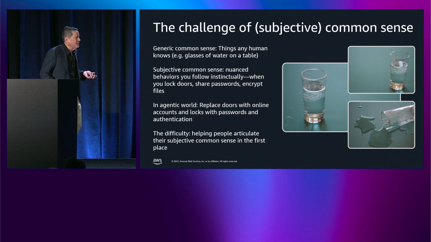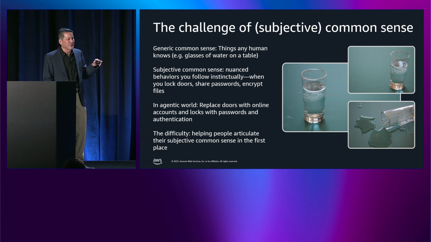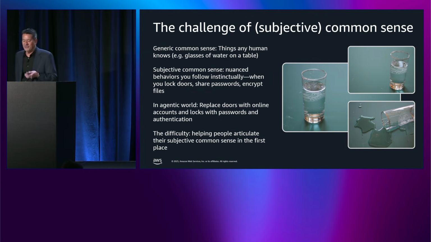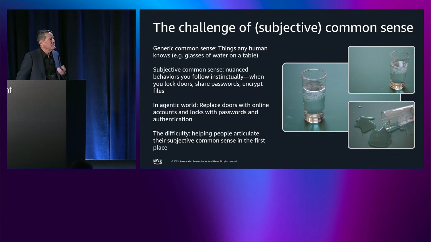By subjective common sense, I mean heuristics that you have around your own behavior that are perfectly sensible, that you have good reasons for, but are personal to you, not shared, like our knowledge about glasses of water on tables. As an example, I will use my own behavior around whether I leave doors open or closed or locked or unlocked.